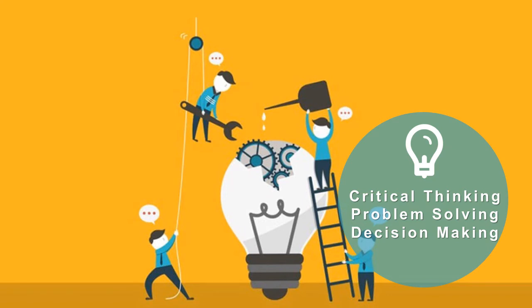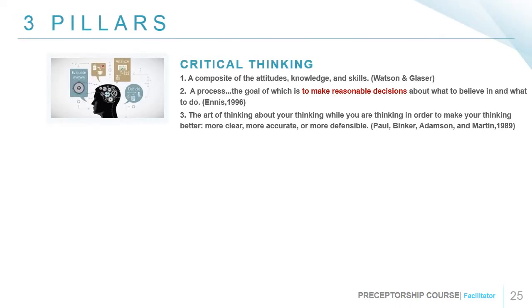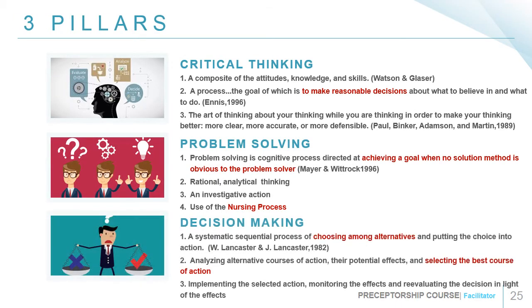As a preceptor, you should know the connection of critical thinking in solving a problem and making decisions. Critical thinking is a process, the goal of which is to make reasonable decisions about what to believe in and what to do. Problem solving is a cognitive process directed at achieving a goal, when no solution method is obvious to the problem solver. Decision-making is a systematic sequential process of choosing among alternatives, selecting the best, and putting the choice into action.